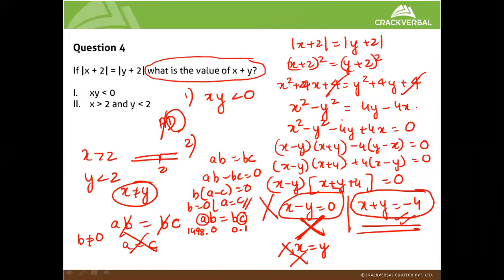In the first statement, if x and y are -3, -3 into -3 can't be less than 0, right? Simple as that.